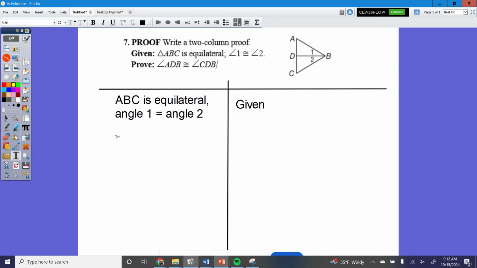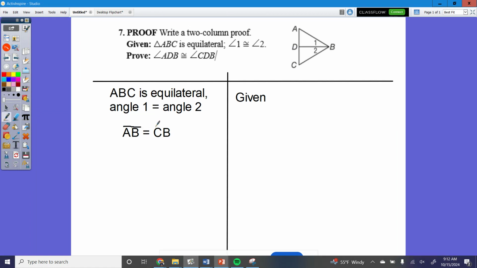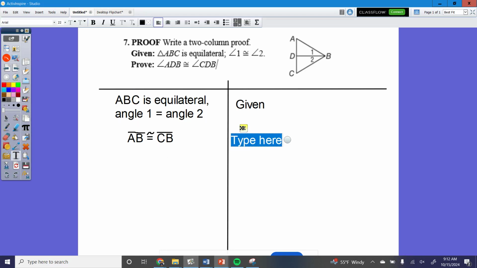The next one would be to say side AB is congruent to CB. So AB congruent to CB, and the reason is because of the definition of equilateral. So equilateral means all those sides are congruent, so I can say that.